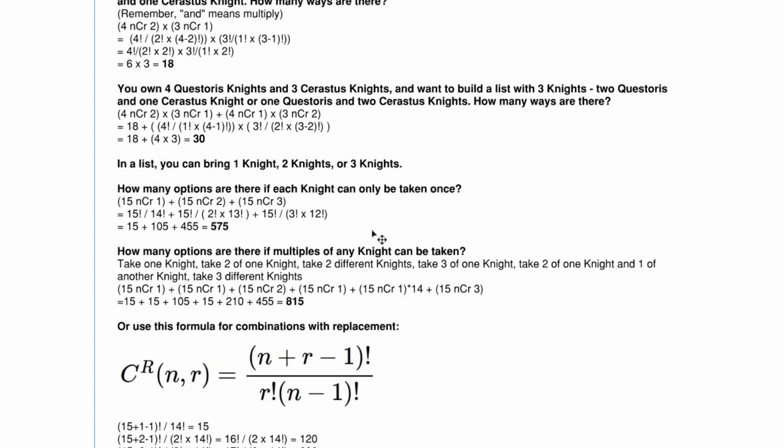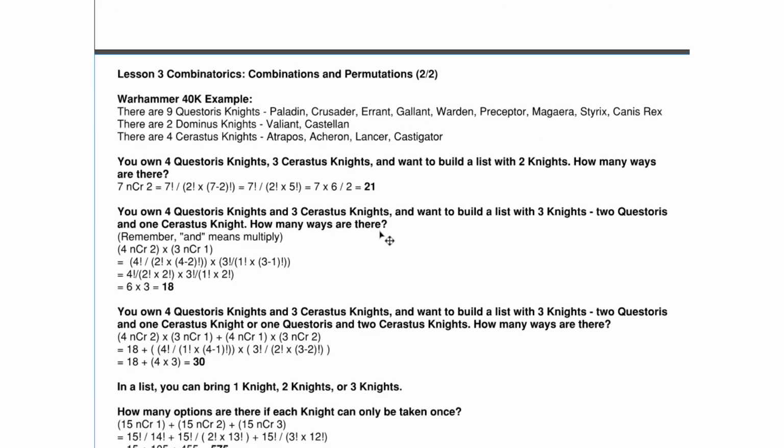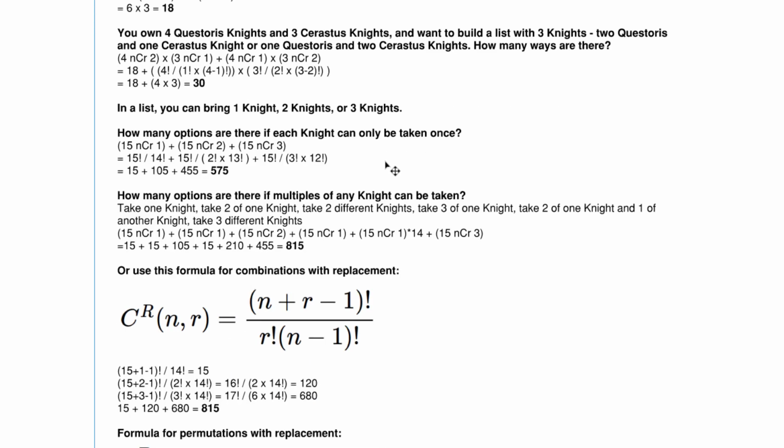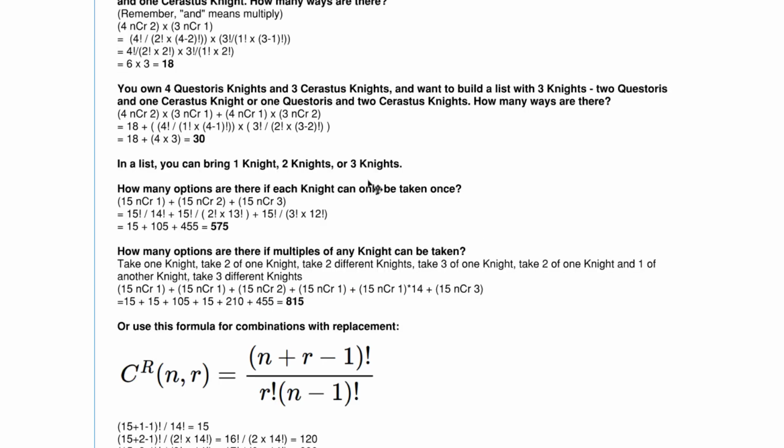How many options are there if each knight can only be taken once? Meaning, let's go up here. You can't have 2 paladins, or you can't bring 3 errants. You can only have 1 of each type, and you can bring either 1 or 2 or 3. So remember what I said about the or keyword. When you have the or keyword, you're adding.